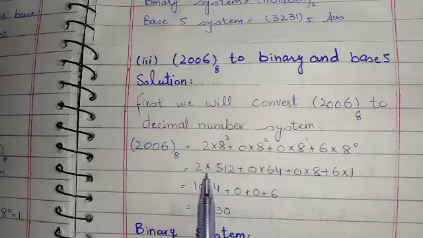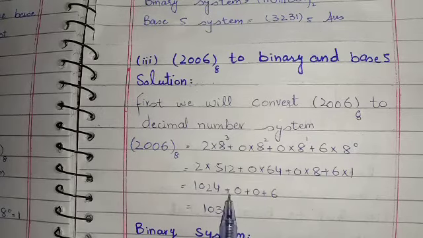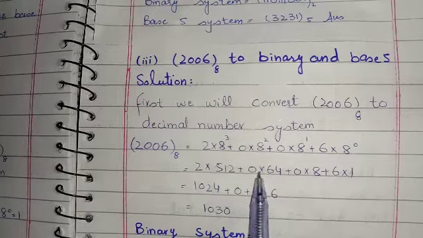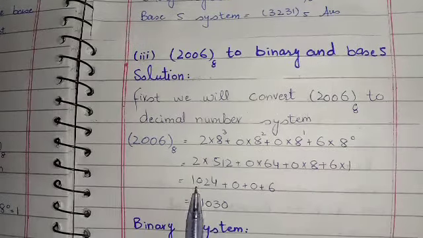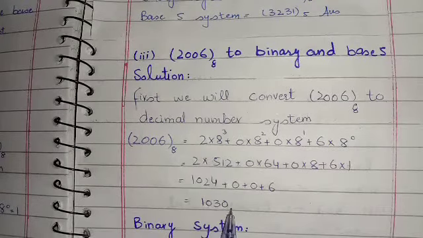Now we will multiply 2 into 512, we got 1024 plus 0, because when we multiply 0 into 64 we got 0. 0 into 8 we got 0 plus 6 ones are 6. Now students, we will add both numbers, we got 1030. Now we will convert this into binary system.